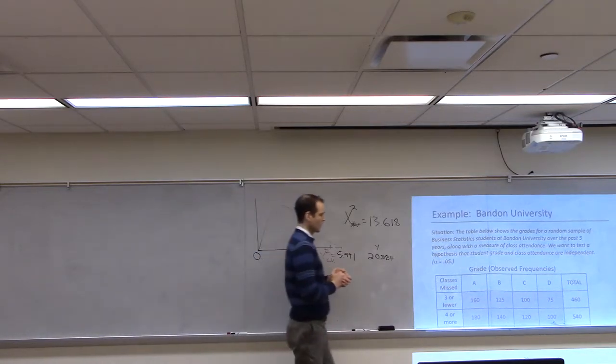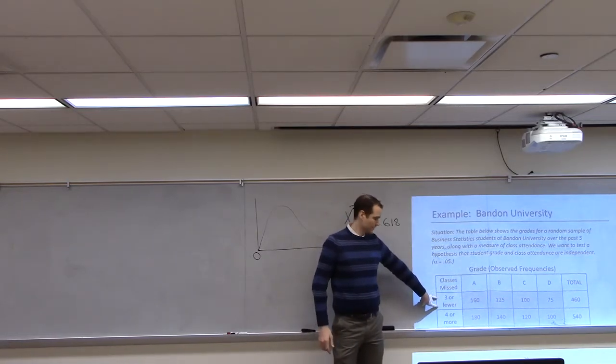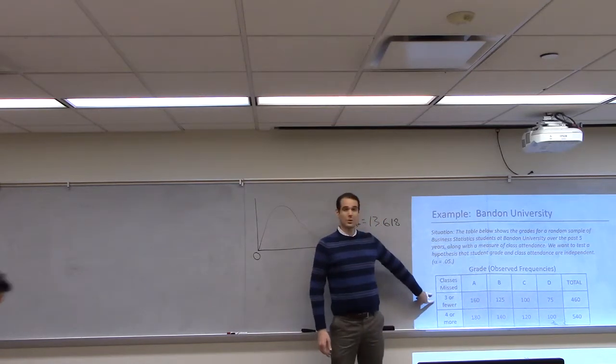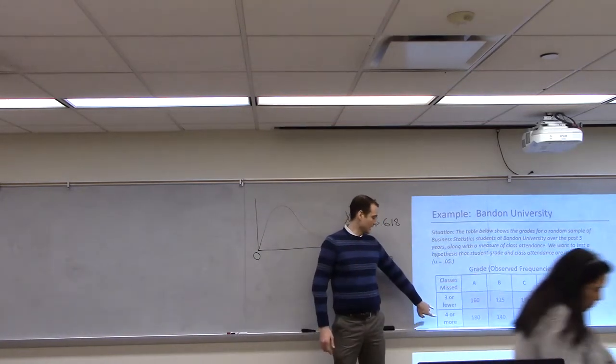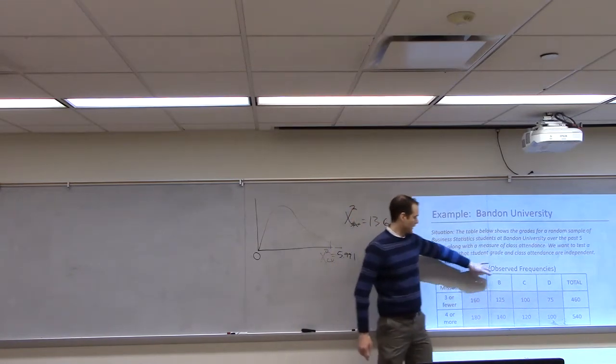The students were categorized as missing 3 or fewer classes, or missing 4 or more classes. So these are the students who came to class most of the time. These are the students who missed class a lot. And this is the grade that they got.